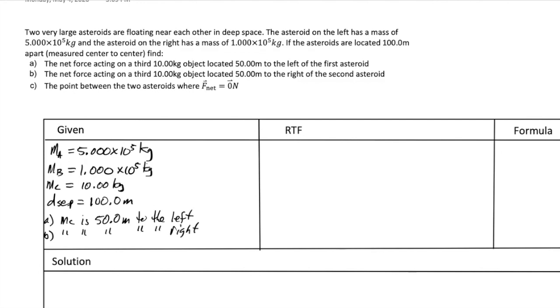And in part C, we're actually trying to find a neutral point between them. So we're looking for the point between the 2 asteroids where F net is equal to 0. So where we would actually be able to place our third mass so the net force is equal to 0. And that one involves some more tricky algebra. So for part A, we're looking for F net acting on object C. Part B, also looking for F net acting on our third object. And part C, we're trying to find position where F net equals 0 newtons.